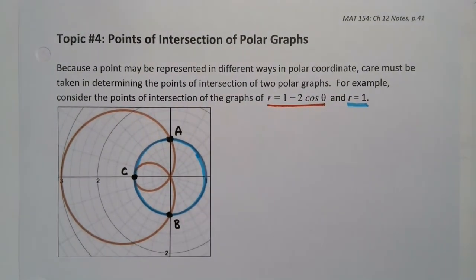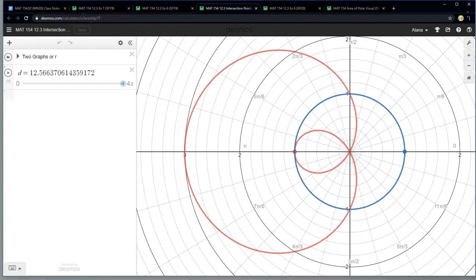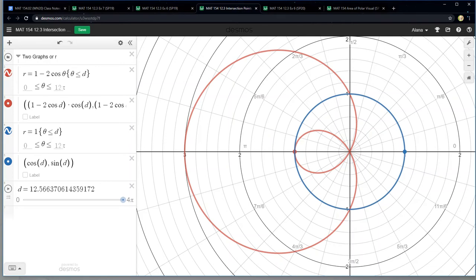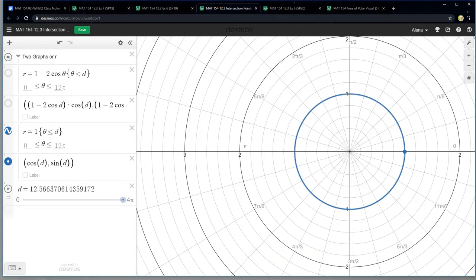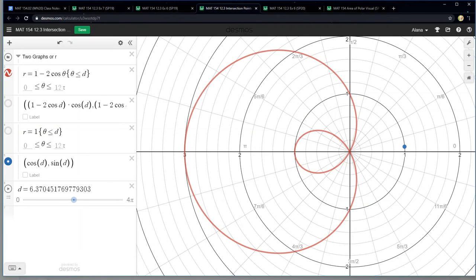Oh, and before I do that, what's my period? I need to know the period for each of these curves. So let me turn off the red one just for the start. Okay, so the period for the circle is 2 pi, right? So 6.28, it's done. The period for the limaçon, oh, look at that, it's also 2 pi. So the period for both of them is 2 pi.